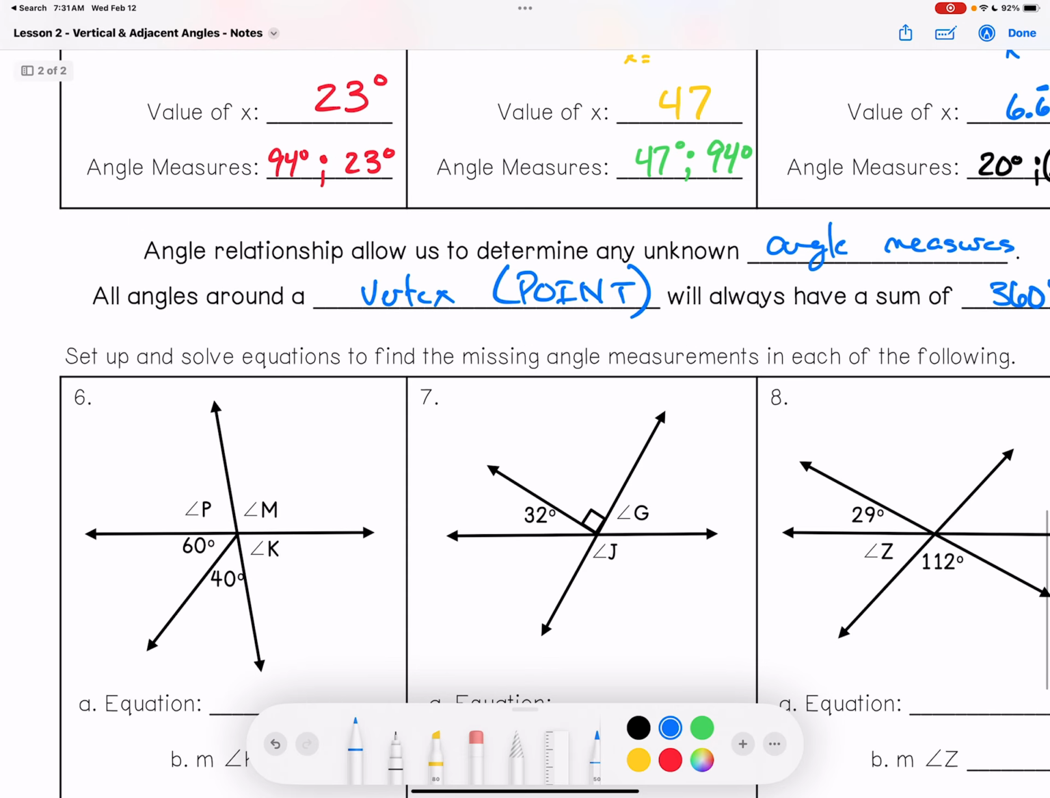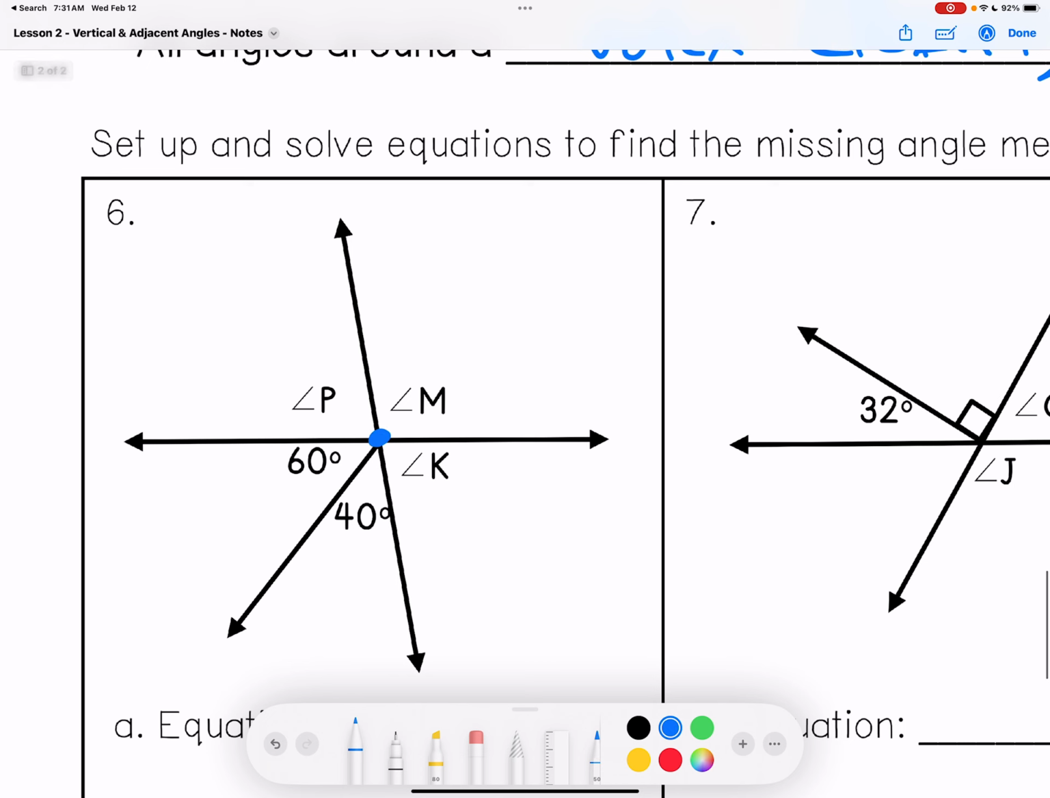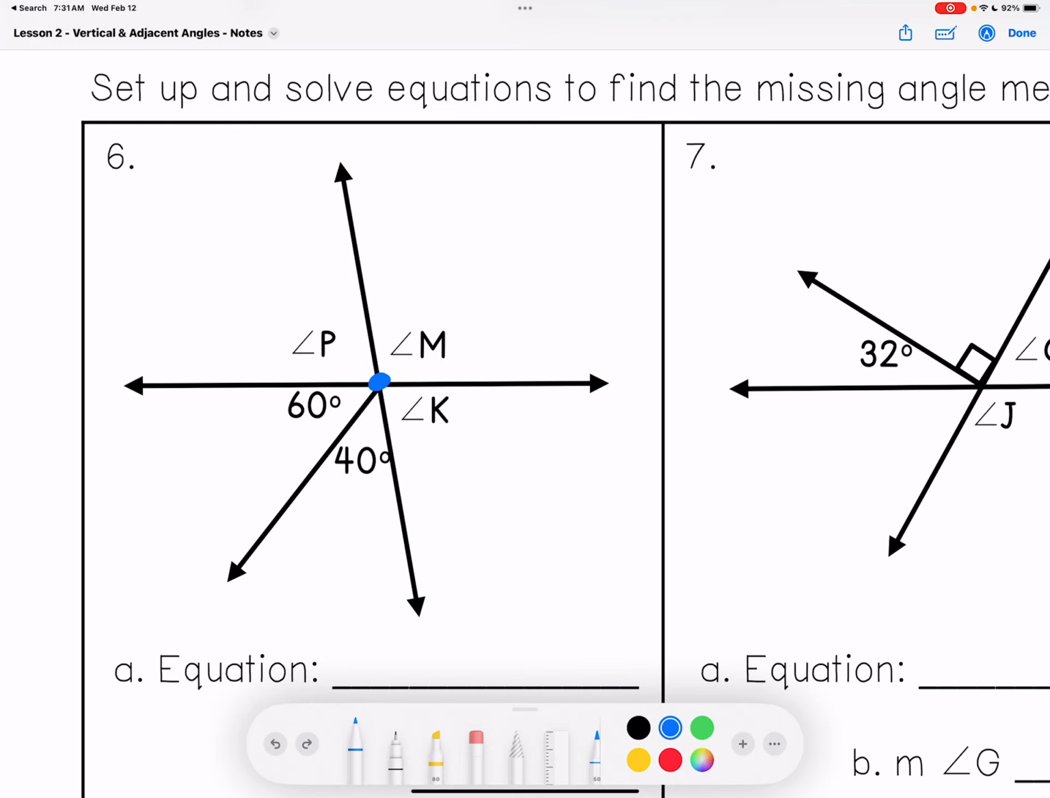All right, so what that means is here's the vertex. You see how they all kind of make a circle around it? That means it's going to be 360. They're all going to add up to 360. So let's figure out which ones we can figure out here.